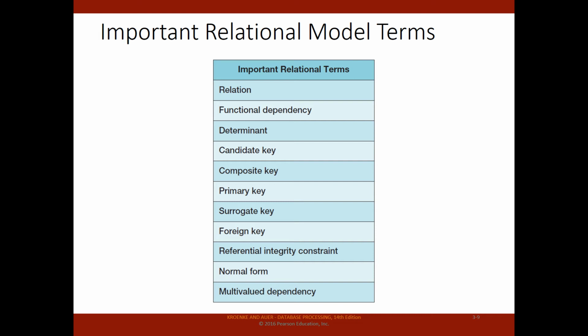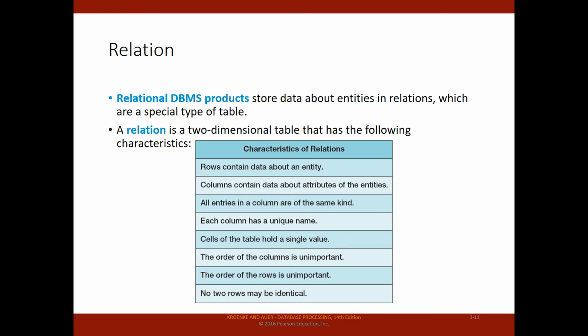Before we go on and understand the normalization process, we need to understand some terminologies. We are now all database designers, and we need to speak the language of the database designer and understand those terms. They are very important for us. We need to understand what we mean by a relation, functional dependency, candidate key, alternate key, primary key, surrogate key, foreign key, and also referential integrity, normal form, and multi-value dependency. So let's start with one at a time.